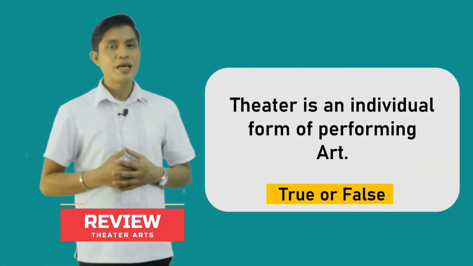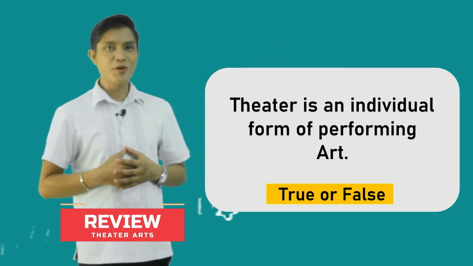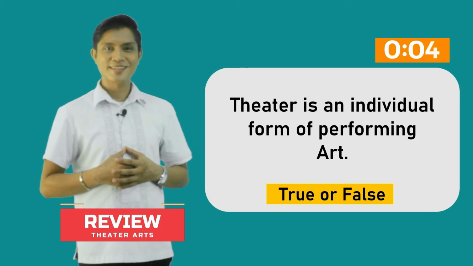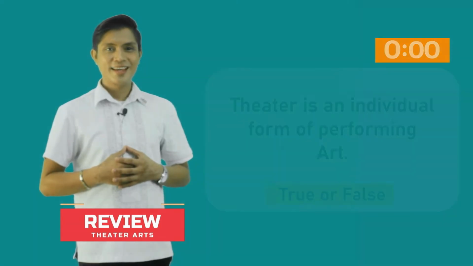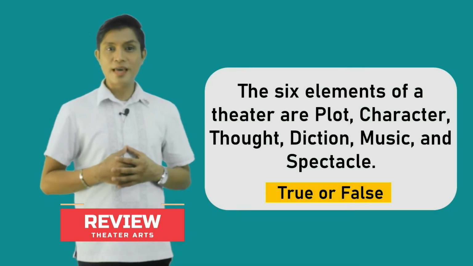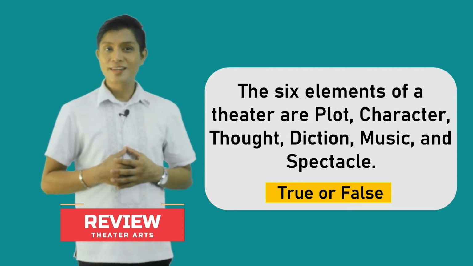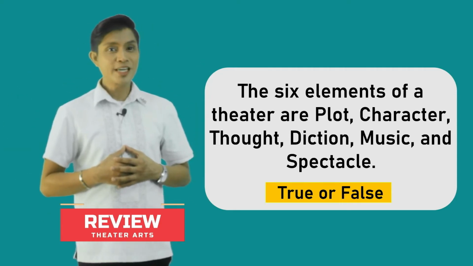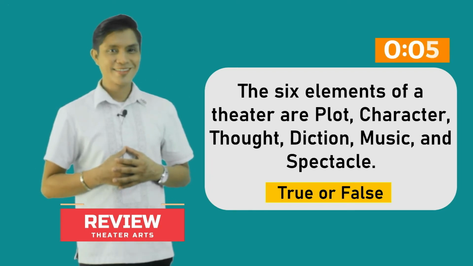Number 4. Theater is an individual form of performing art. True or false? And number 5, the 6 elements of theater are plot, character, thought, diction, music, and spectacle. True or false?